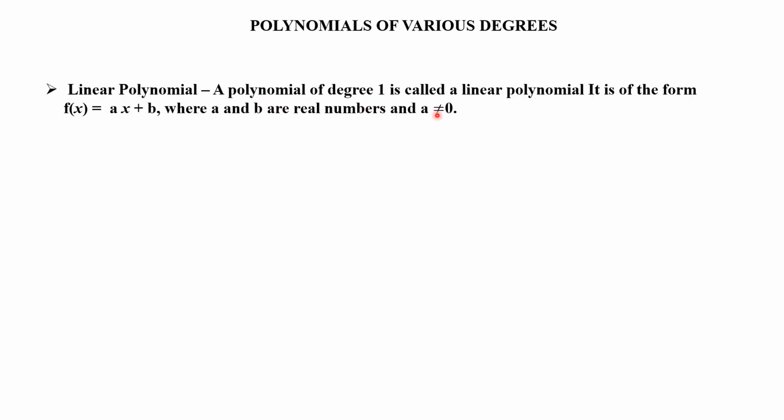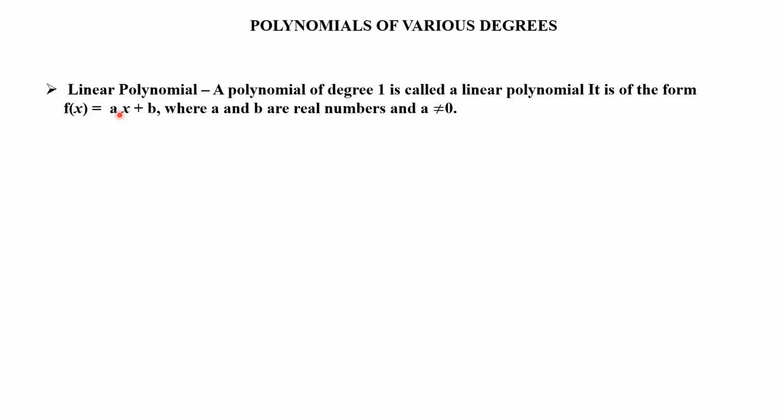A polynomial of degree 1 is called a linear polynomial. And the general form of writing a linear polynomial is ax plus b, where a and b are real numbers and a should not be equal to 0. Because if a becomes equal to 0, then the first term will become 0 and it is left with only b. So the variable power will not be there, so it won't be called a linear polynomial.